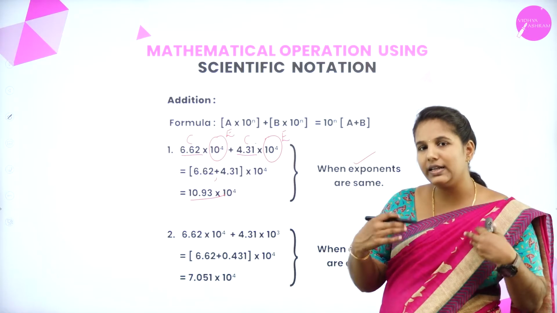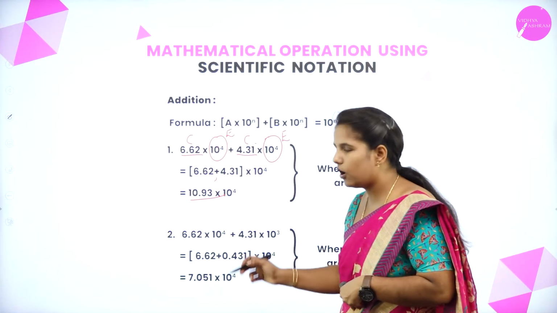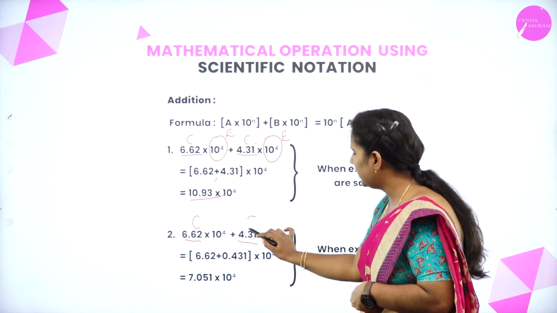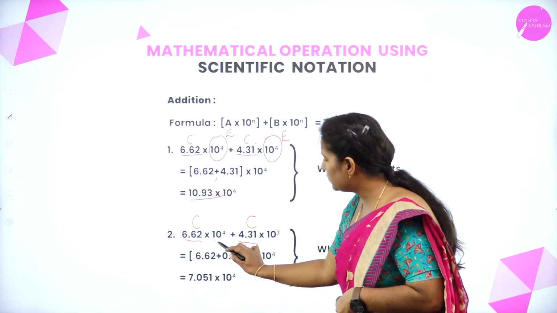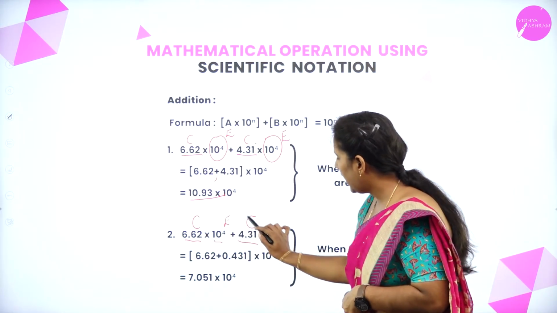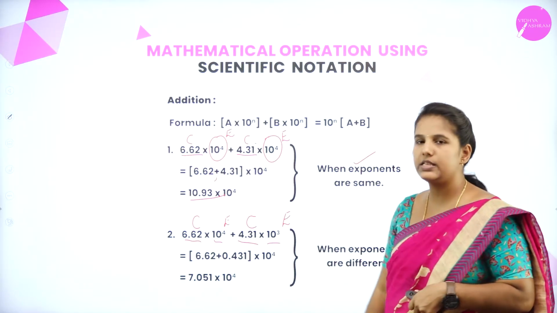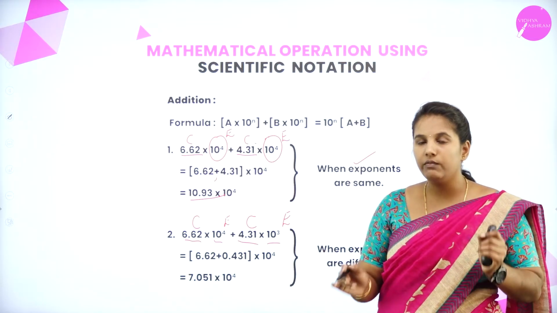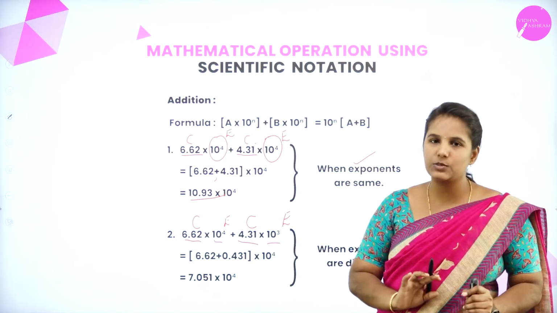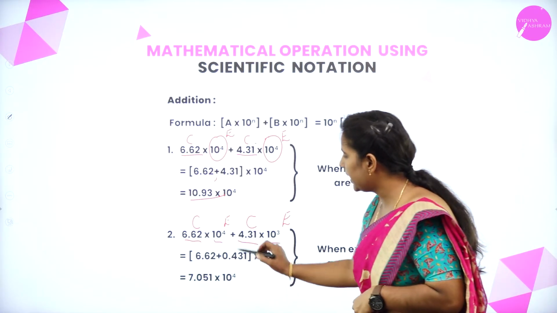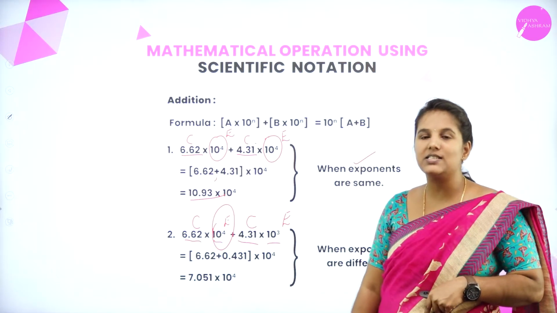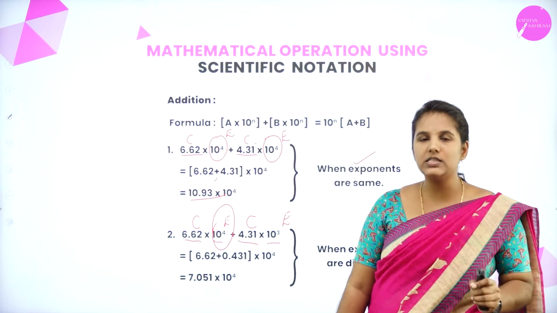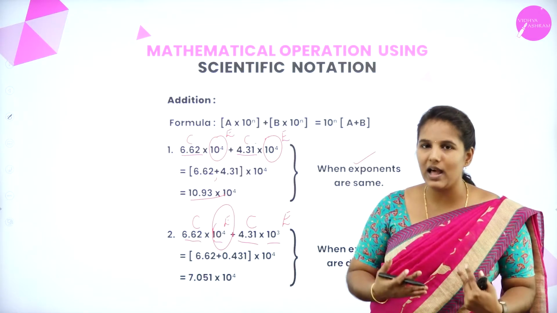Remember, if the exponents are different, how do we do this operation? 6.24 is a coefficient and 4.31 is a coefficient, right? The exponent is 4 here and the exponent is 3 here. You can see that the exponents are different. In such cases, how do we do the operation? We have to make the exponent the same. How to make it? First, you have to see which is the larger exponent in the operation, and we make the rest the same as the larger one.